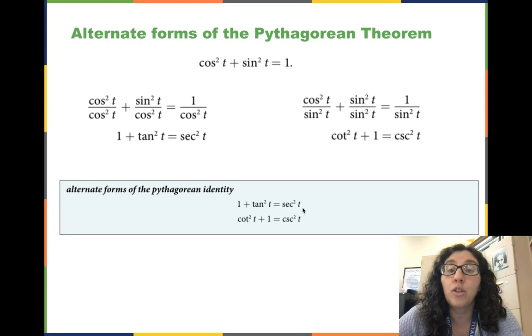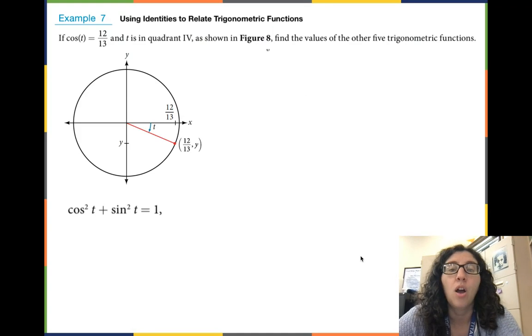So these are the two alternate forms of the Pythagorean theorem. Like I said, I don't remember them. I just remember this and divide through by cosine squared or sine squared. Okay.